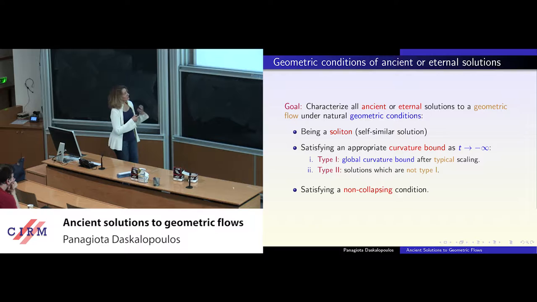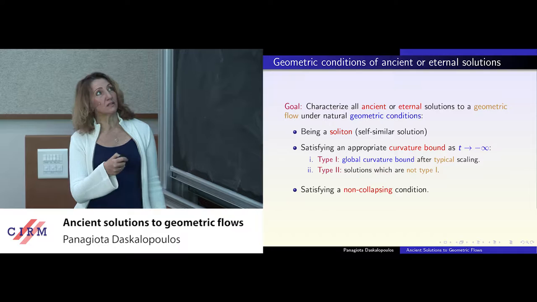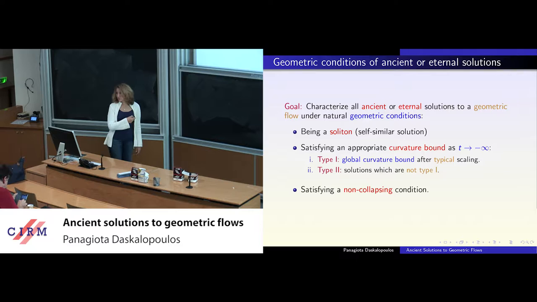And in these parabolic problems, there is a classification that appears as type 1 and type 2. This refers to how the curvature behaves as t approaches minus infinity. Usually, as t approaches minus infinity, most of the flows which forward contract, backwards they extend. So the curvature becomes smaller and smaller because your object is bigger and bigger. Nevertheless, after you do a type 1 scaling, if the curvature is bounded, then the ancient solution is called type 1. And if the curvature is unbounded after that scaling, the solution is called type 2.